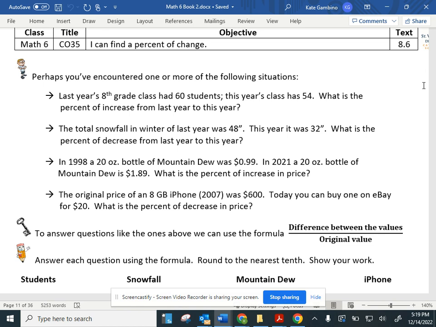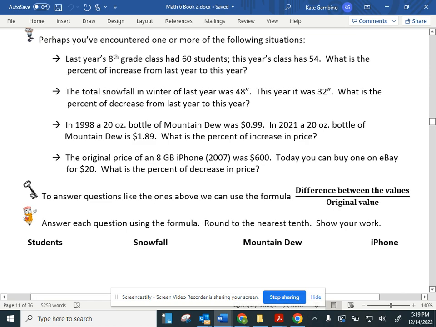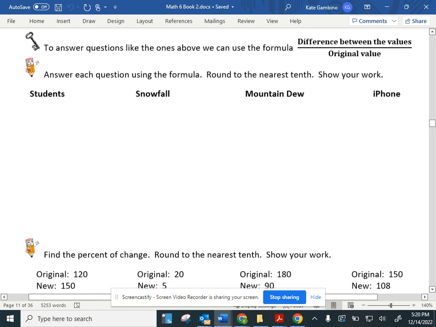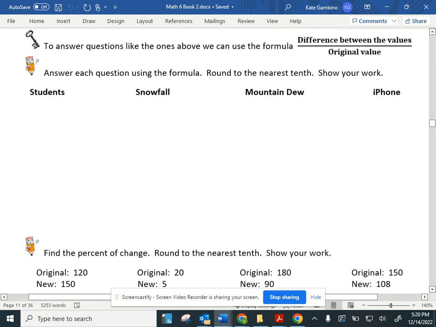So we're going to be working with both increases and decreases with this formula that we're going to go over. Before, we did the adding and subtracting, and there was just a little bit different. But with this formula, we can do them both with the same exact formula. So to answer the questions like the ones above, we can use the formula, the difference between the values. When we subtract, we're always going to put the big number first and subtract out the smaller number. So it doesn't matter in the problem which number came first.